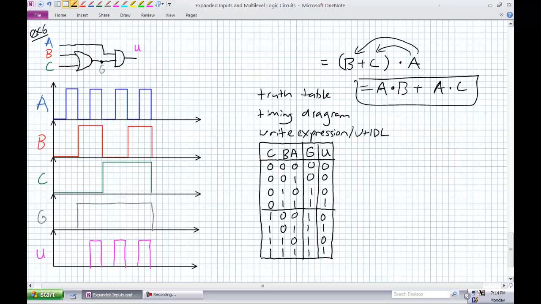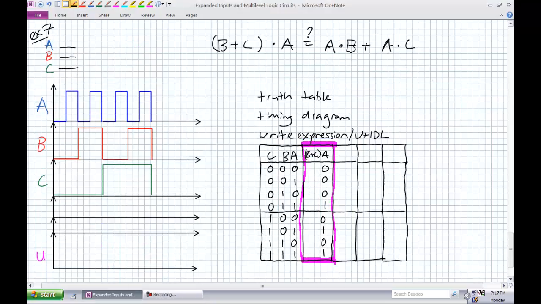So what we're going to do in example seven is see whether the distributive property holds true. Does A and B ORed with A and C give us the same truth table? I'm going to redo the timing diagram and the truth table, and I'll put original and new, and we'll see if that makes sense.